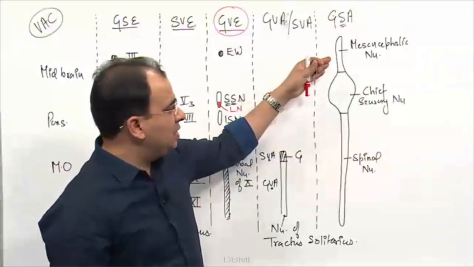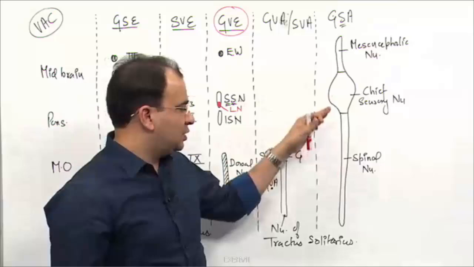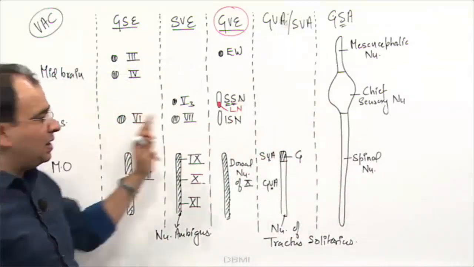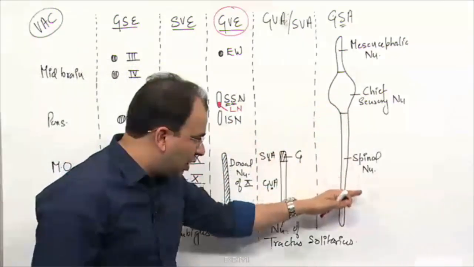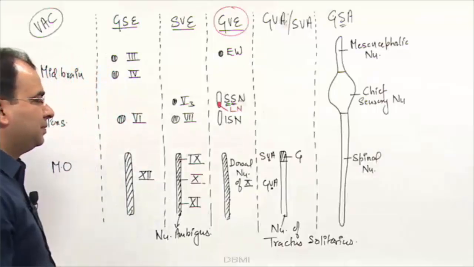Mesencephalic nucleus of trigeminal, chief sensory nucleus of trigeminal, spinal nucleus of trigeminal. As I told you, why do we call it the spinal nucleus, although it is present in the medulla oblongata? We call it the spinal nucleus because it goes from the medulla oblongata and extends till the C3 level of the spinal cord.